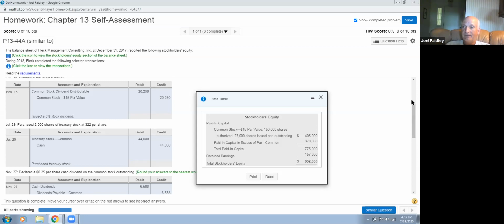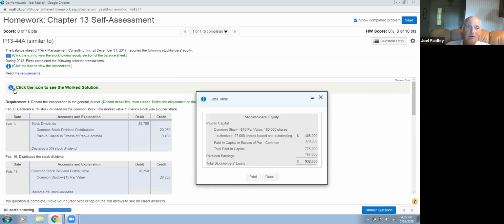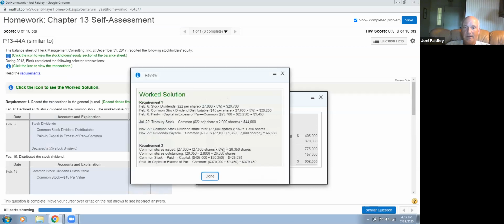The answer is yes. So let me show you the work solution since I'm sure it's on there. Common stock dividend shares total 27,000 shares times 5% is 1,350. Dividends payable, there it is, 27,000 plus there's the 1,350 minus the 2,000 I was just talking about. That's what's outstanding. What is that? 28,350 minus 2. What is it? 26,350 times 25 cents. There's my 65.88 dividends payable.